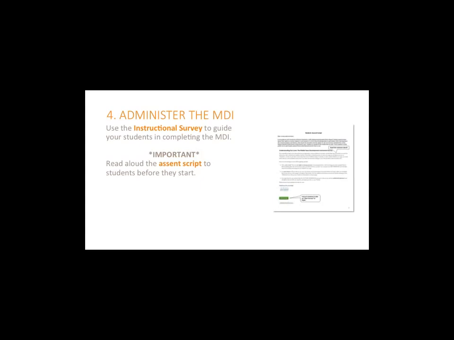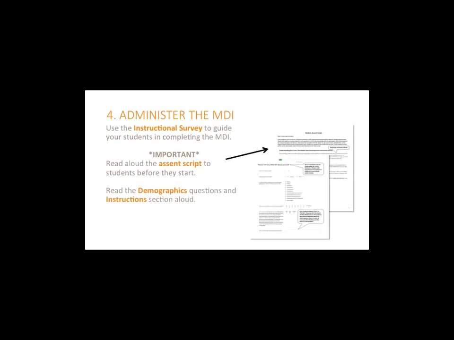It describes what students will be doing and informs them that they can choose not to participate. So we ask that you read this aloud so that students understand the purpose of the survey, their confidentiality of responses, and that the participation is voluntary. After reading the assent script aloud, we suggest you begin the survey by reading the demographics section aloud.